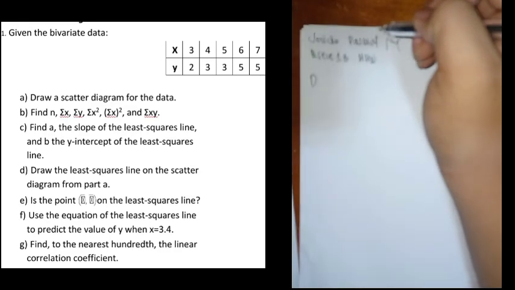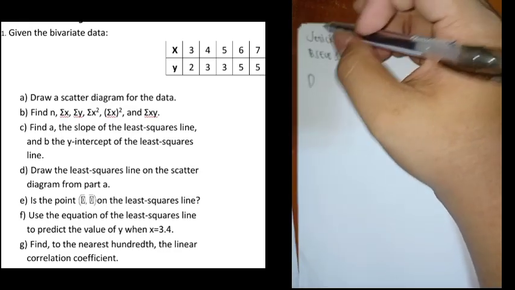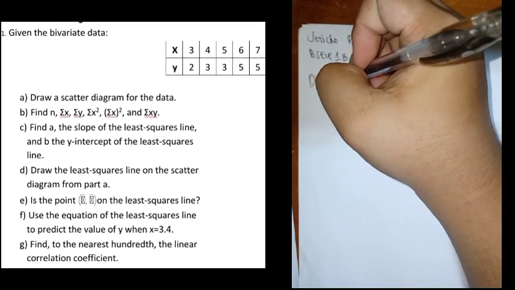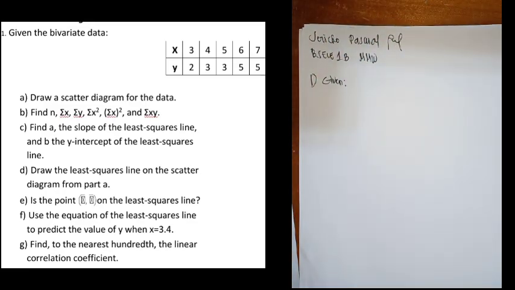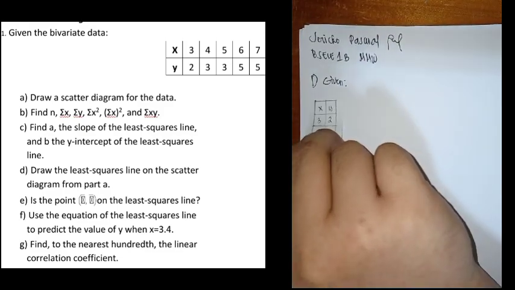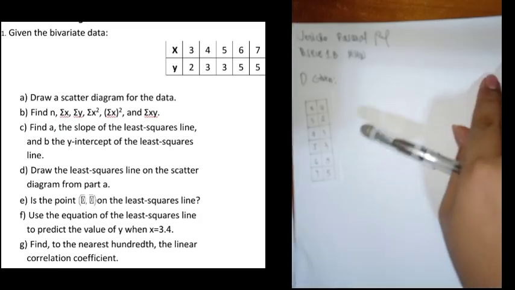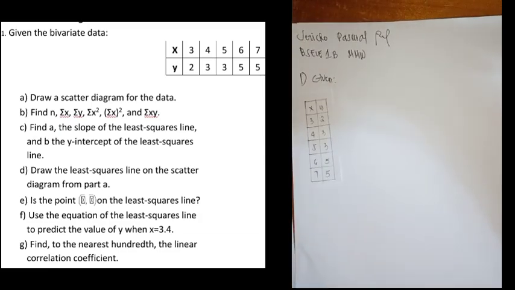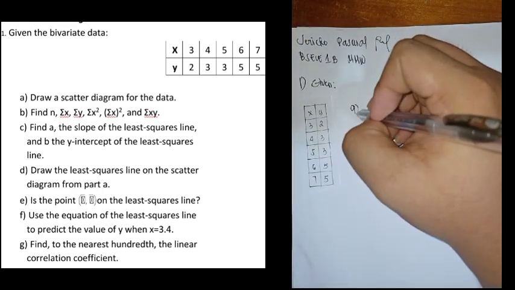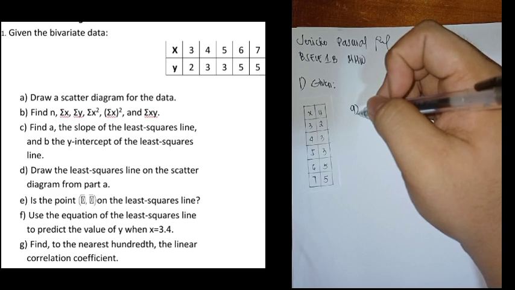So we are now in section 4.5, linear regression and correlation. Problem number 1: we are given the values of x and y here. Letter A is to draw a scatter diagram for the data.